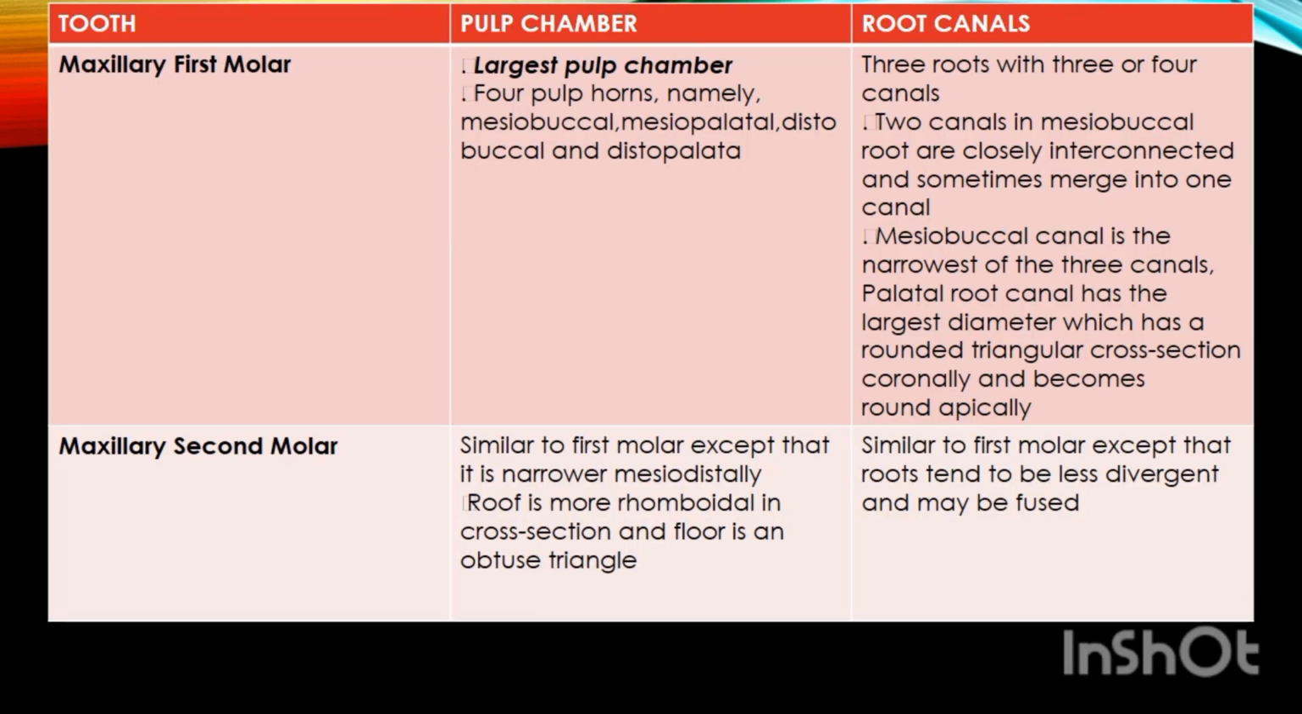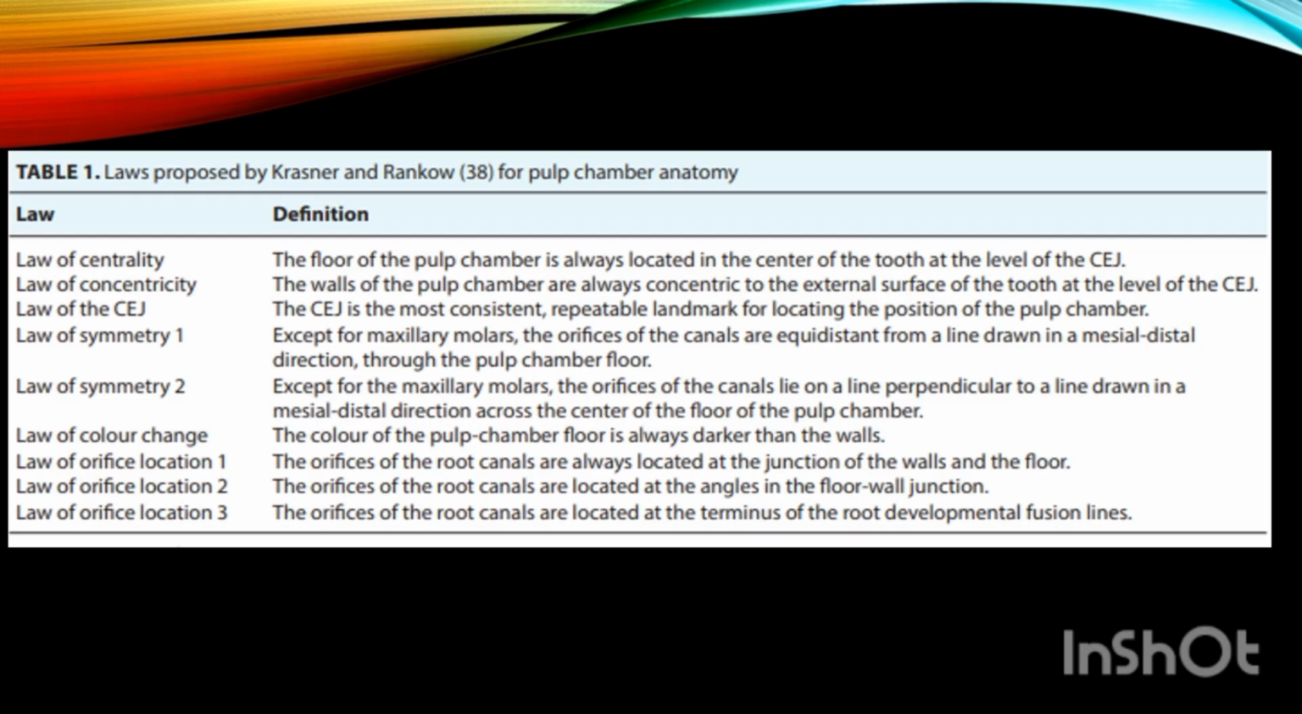And then the maxillary second molar, it's exactly similar to the first molar, except that the roots will be less divergent. It will be more fused when compared to the maxillary first molar. Having said all this, let's go into the laws which have been proposed for studying the pulp chamber anatomy. These laws you should be thorough with when you go into endodontic practice.